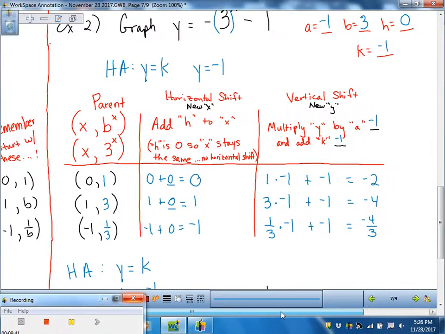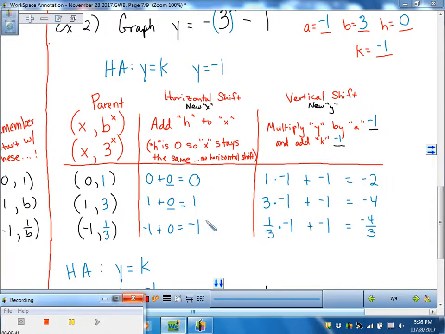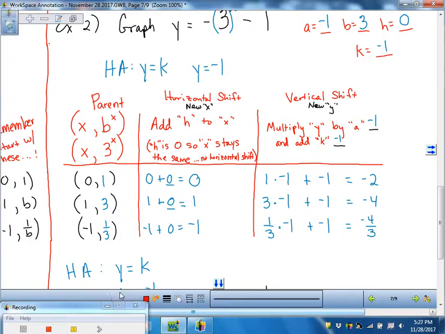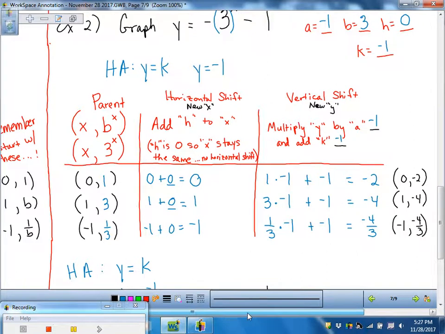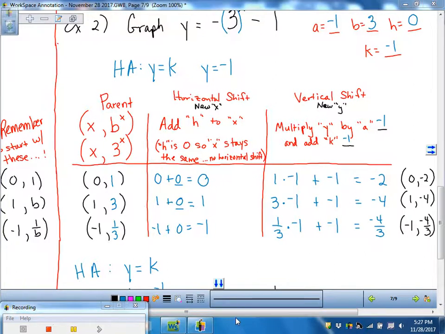So now we have our new x, we have our new y. Let's make our new points. Ordered pairs: (0, -2), (1, -4), (-1, -4/3). Pause, finish copying down this information, and then we will finish plotting our points.